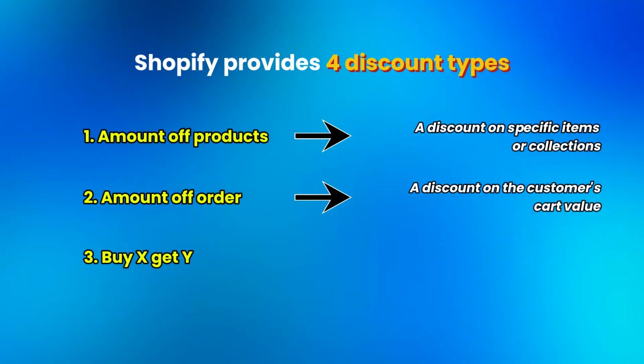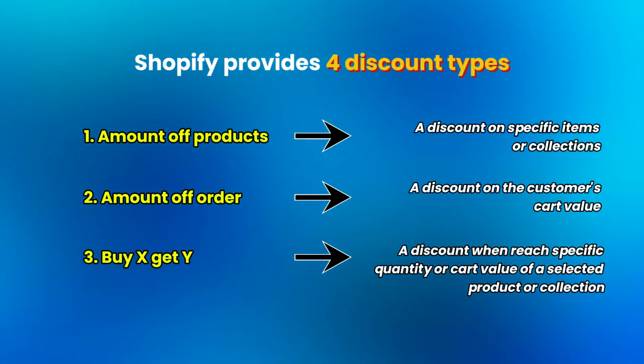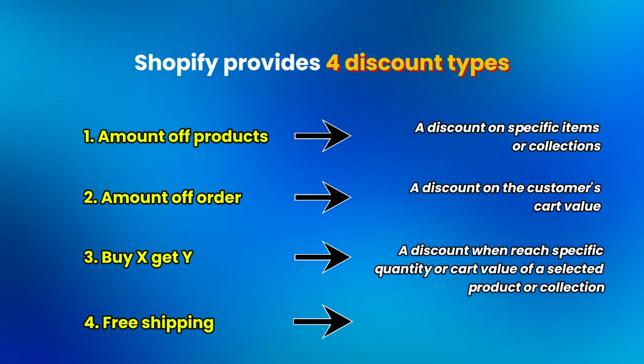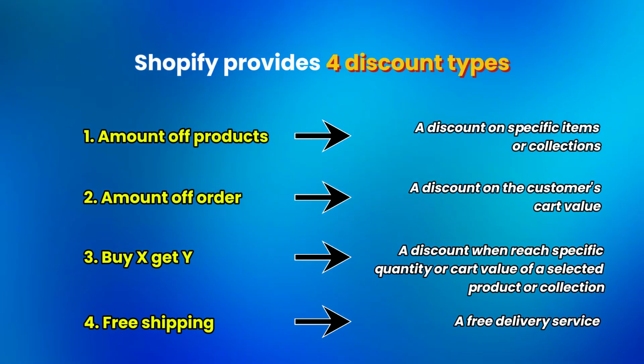Third is buy X get Y, which means that when customers buy a specific quantity or cart value, they get another item at a discount or for free. And finally, the free shipping, which is pretty self-explanatory. Now let me walk you through each offer type's setup.